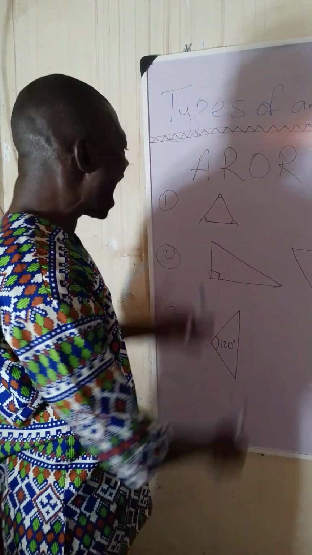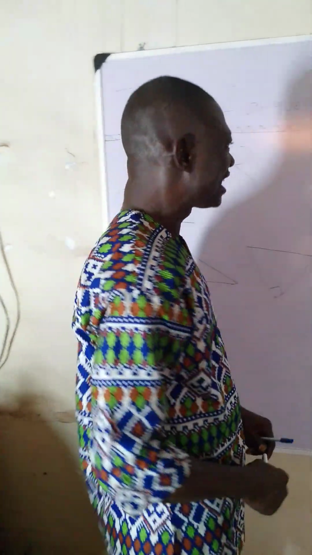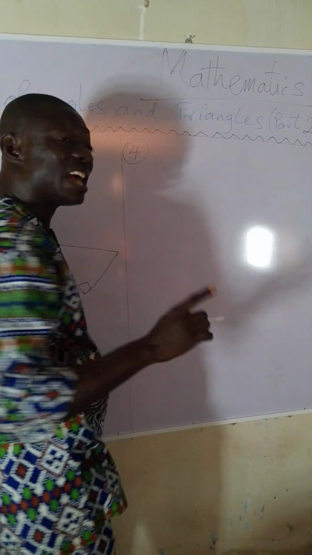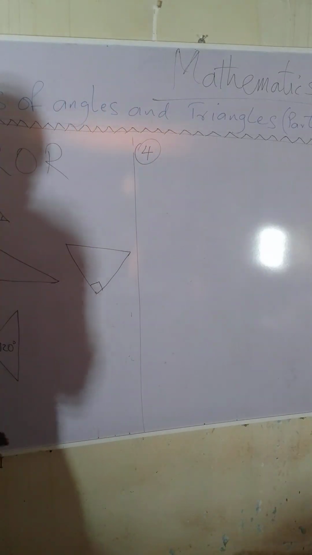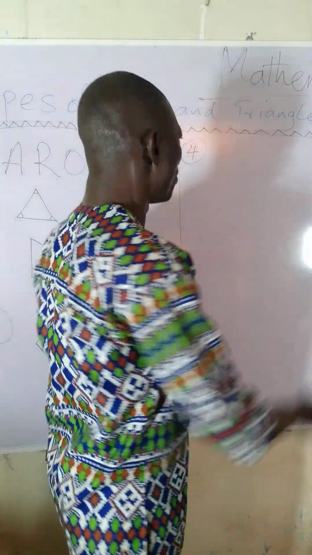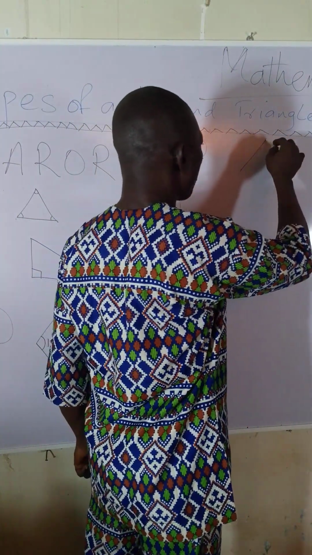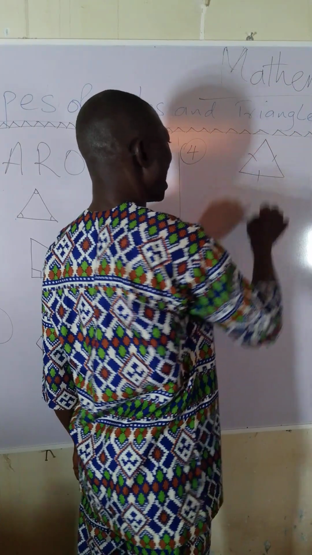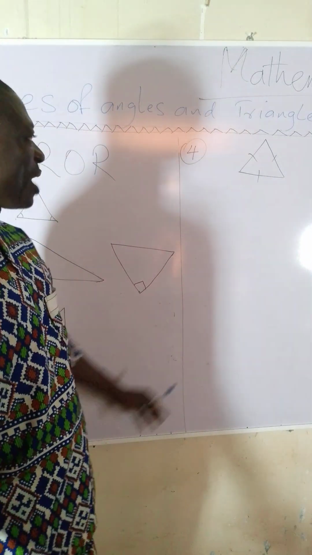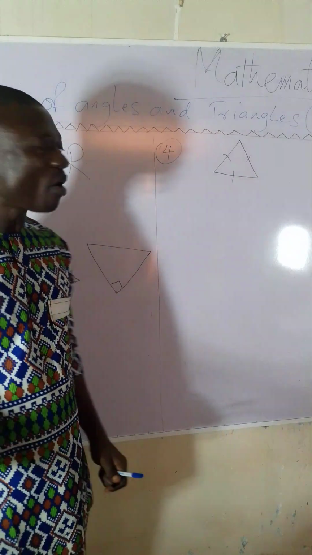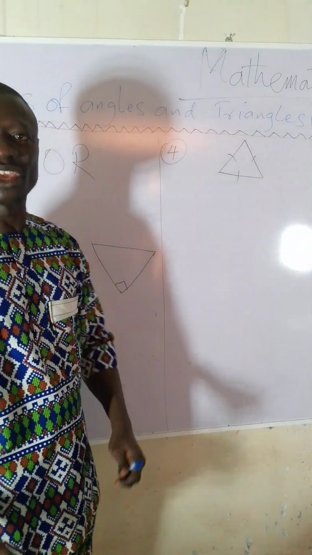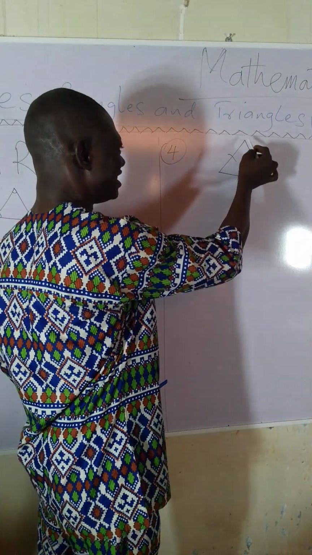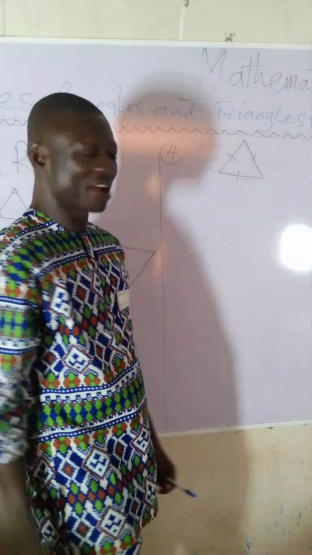We can use the sides to name a triangle. In that case, we can have number 4, using sides this time around. We have finished using angles. Using the sides this time around, we can have an equilateral triangle. That is when all the sides are equal. And remember, if all the sides are equal, all the angles will also be equal. 180 divided by 3, 60, 60, 60 becomes the angle there.